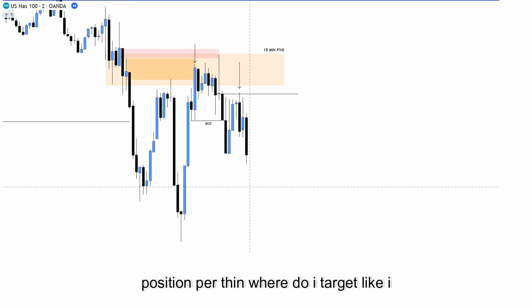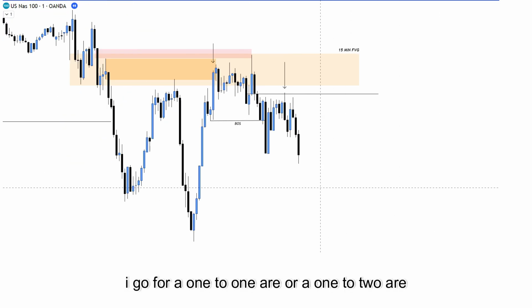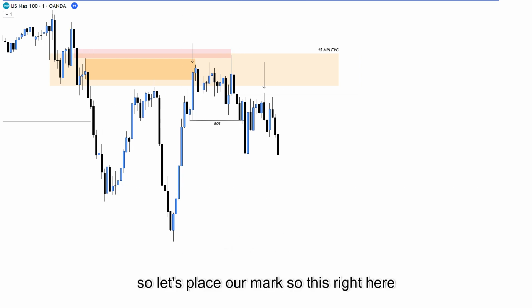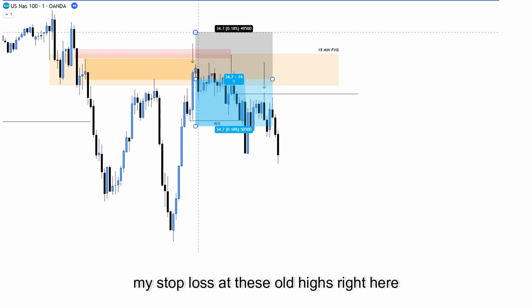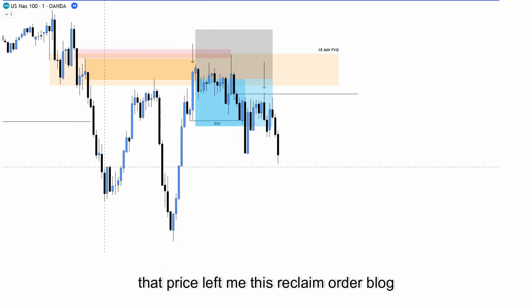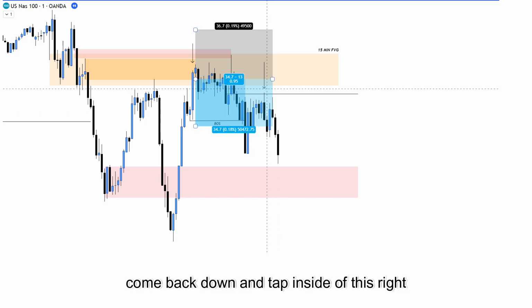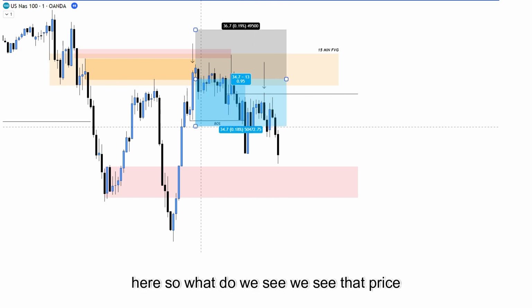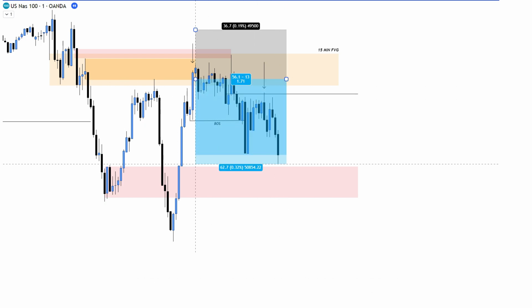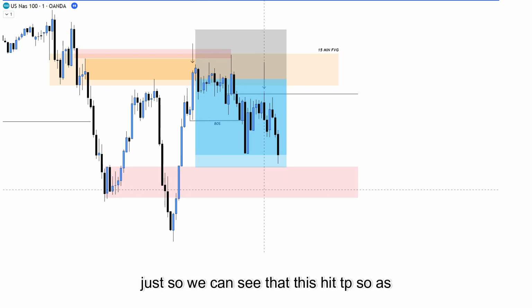Then what do I target? Just like I always tell you guys in this trading plan, I go for a 1-to-1R or a 1-to-2R. So let's place our mark. So this right here, my stop loss at these old highs right here. And where am I targeting? I had noticed that price left me this reclaim order block right here. So I was hoping for price to come back down and tap inside of this right here. So what do we see? We see that price came back up and tapped inside of this cleanly. Now let me play price a little bit just so we can see that this hit TP.